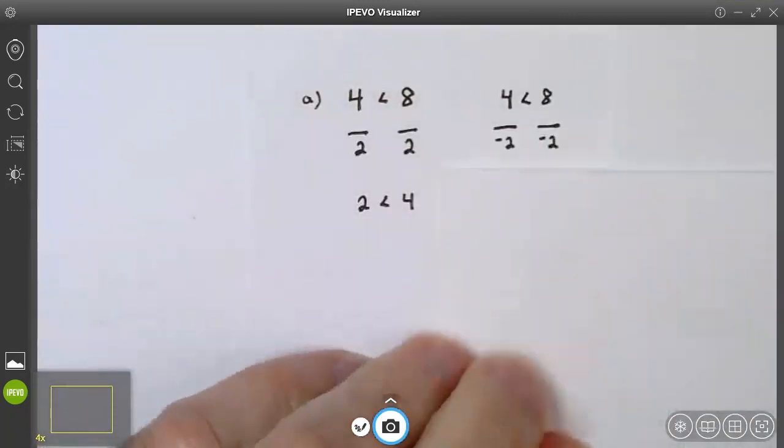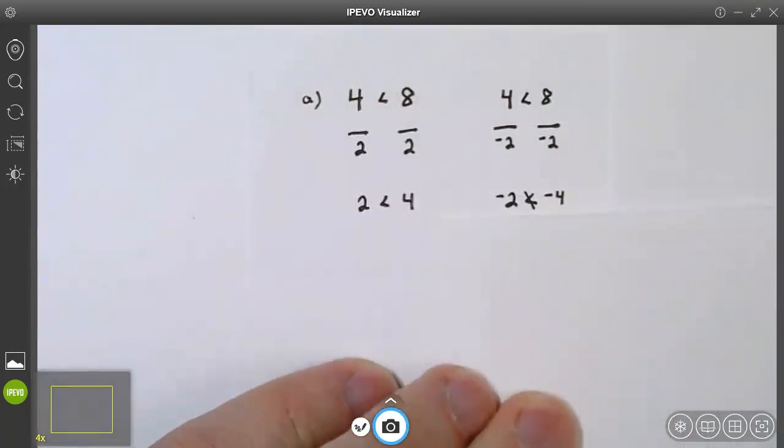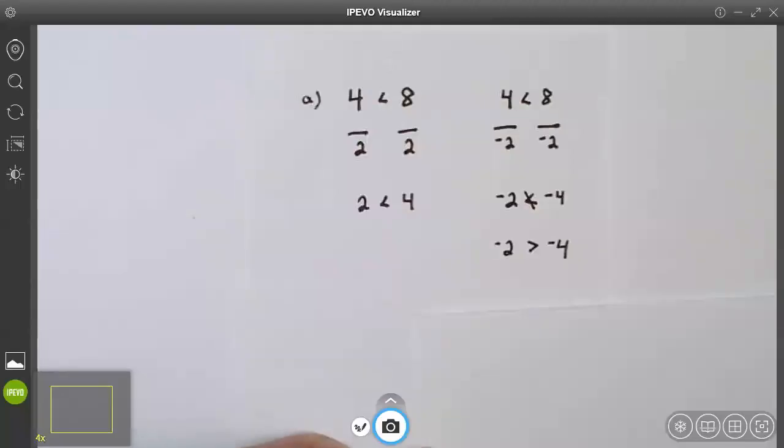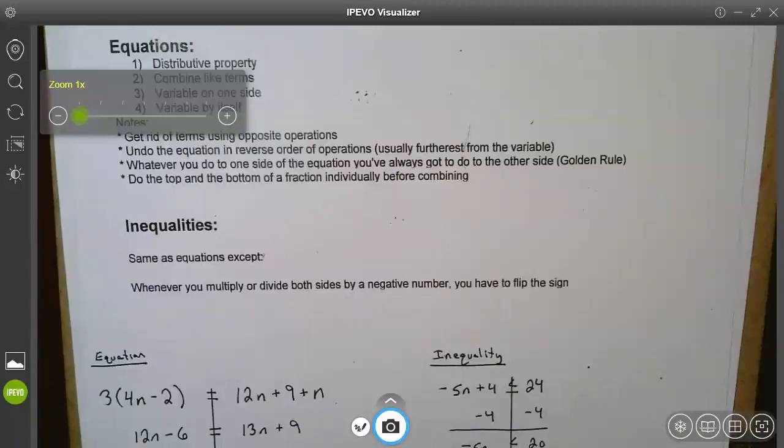However, if I divide both sides by negative 2, I get negative 2 is less than negative 4. That is a false statement. Negative 2 is actually greater than negative 4. That brings us to our only difference in equations and inequalities.